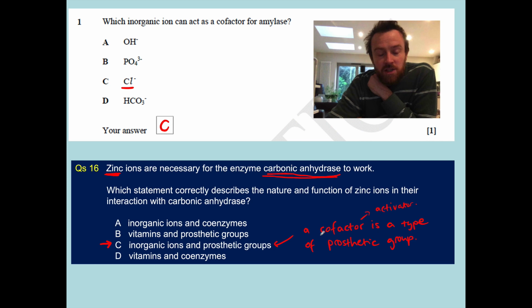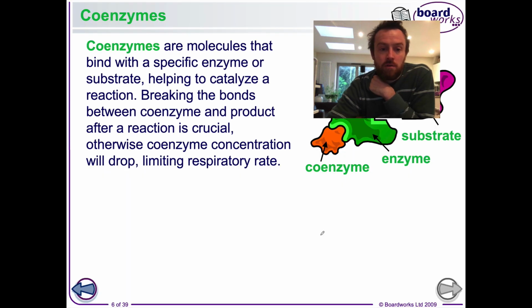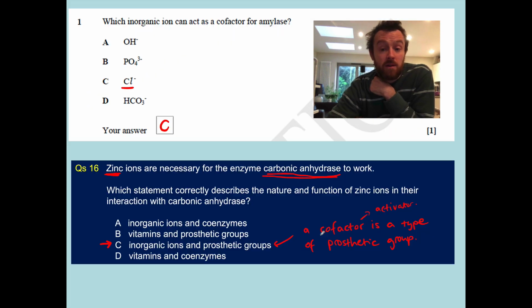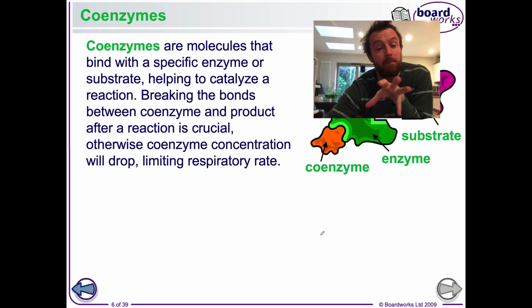Okay, so we're going to go into a bit more detail now on some coenzymes. Okay, that was just cofactors, sorry, activators, inorganic ions that are permanently bound, acting as prosthetic groups. And now we're going to look at coenzymes which are temporarily bound.